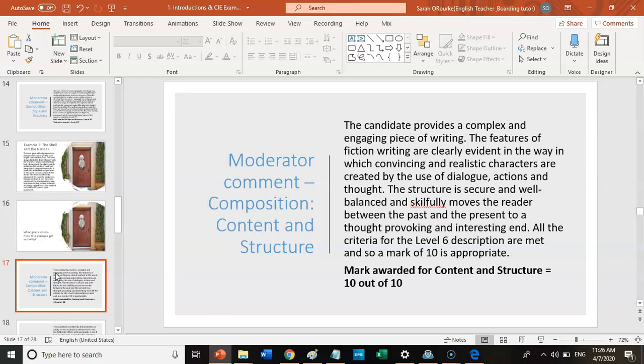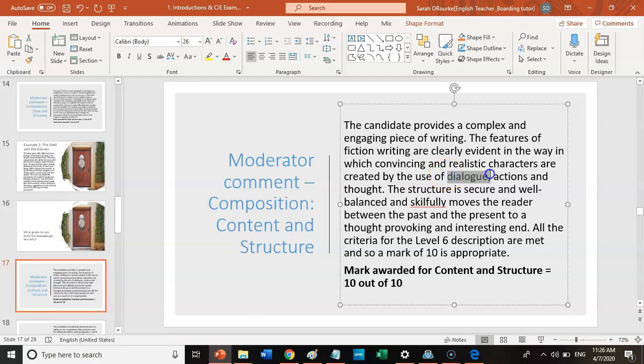So it says it's complex and engaging as a piece of writing. The features of fiction writing are clearly evident in the way which convincing and realistic characters are created through the use of dialogue, actions and thought. So when it's talking about those extra details, CIE judges their dialogue, actions and thought, so really understanding the motivation of your characters is sufficient for top band. The structure is secure and well balanced and skillfully moves the reader between the past and present to build to a thought-provoking and interesting end. So it's got an interesting climax and interesting end.